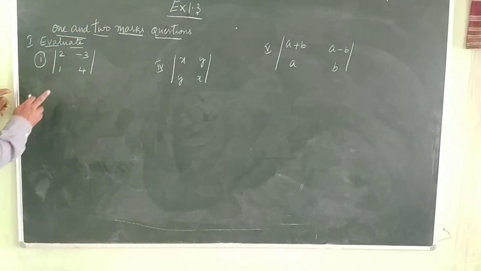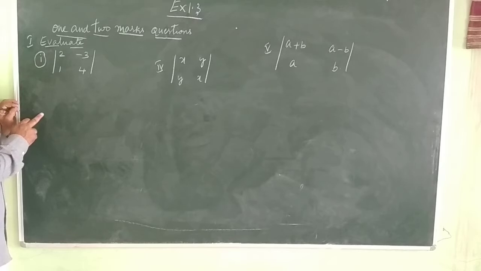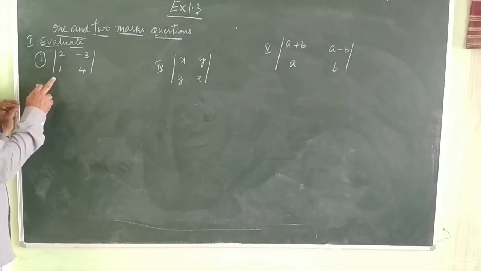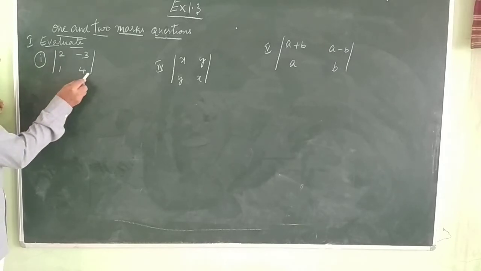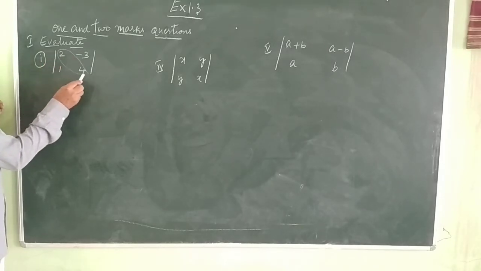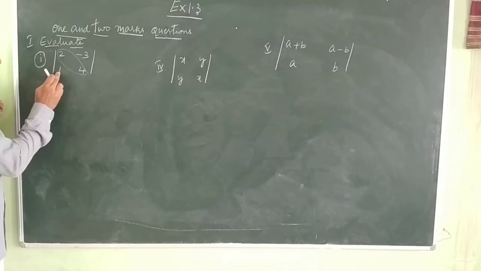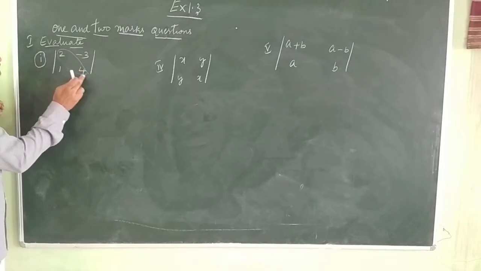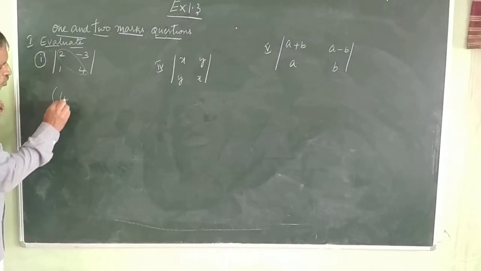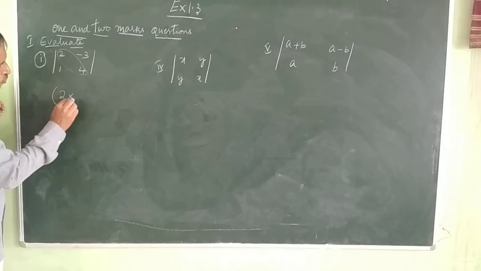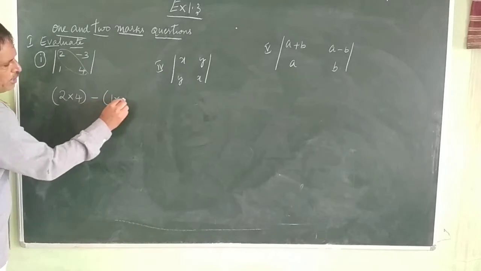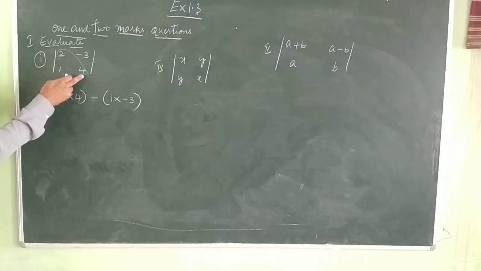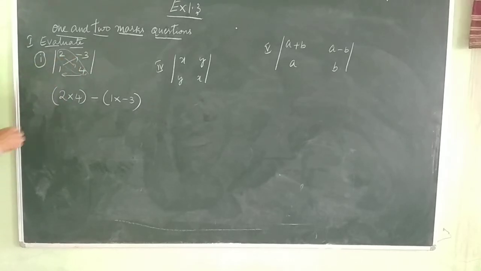Now, we know that this is a second order determinant. Why? Because the 4 elements are between 2 vertical lines, and they are arranged in the form of 2 rows and 2 columns. What you need to do is multiply the principal diagonal. This is in the form of A, B, C, D. What we need to do is the product of the principal diagonal, that is 2 into 4, minus the product of the secondary diagonal.